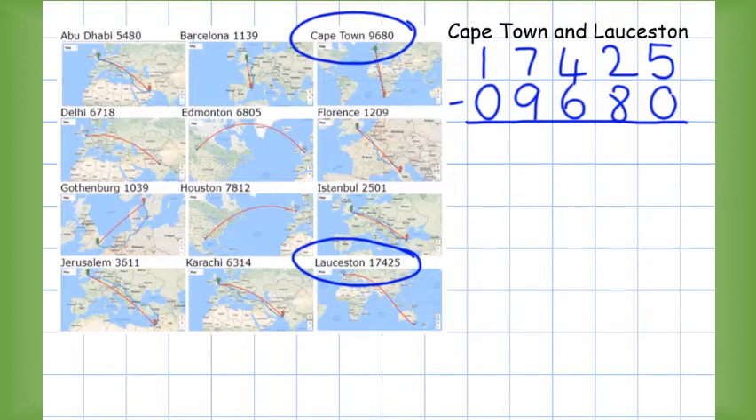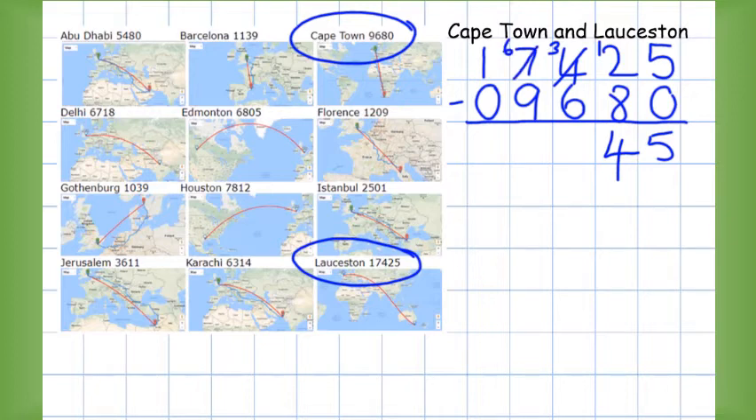Remember, once you know the process and you follow the pattern, it doesn't matter what size the numbers are, you can deal with them. 5 take away 0 is 5. 2 tens take away 8 tens, I can't do. So let me just take one of those hundreds and exchange it for 10 tens. That leaves me with 4 tens. Oh my goodness, I can't do that one either.